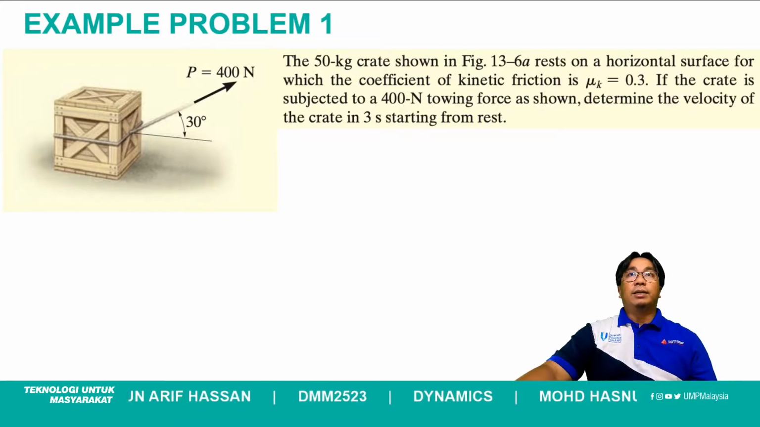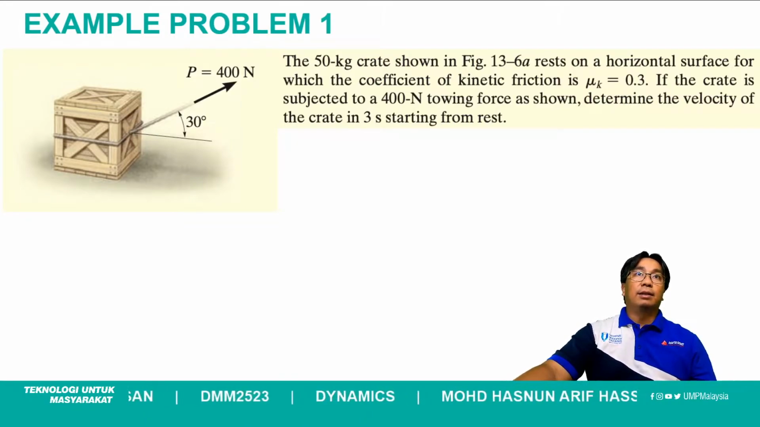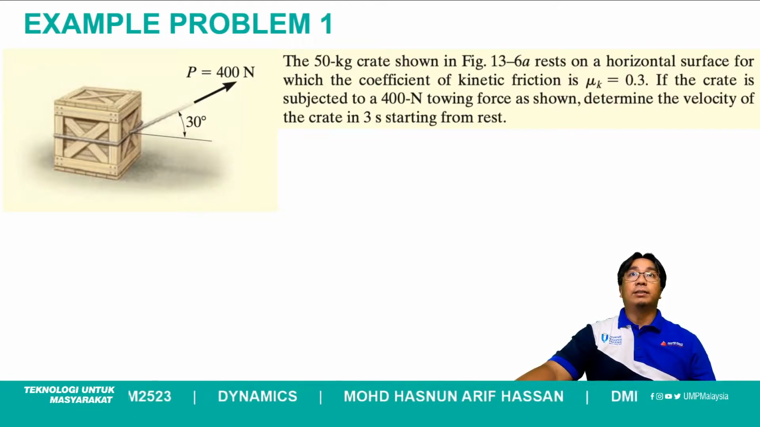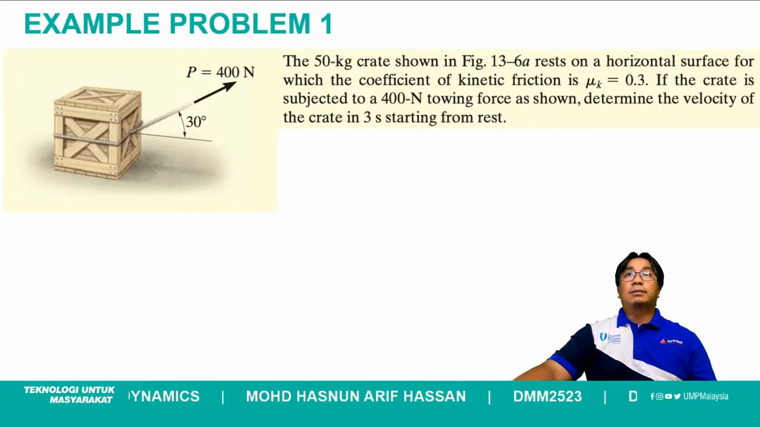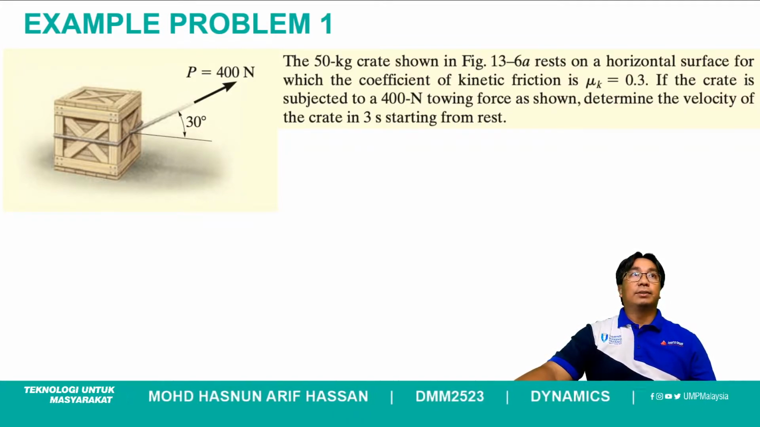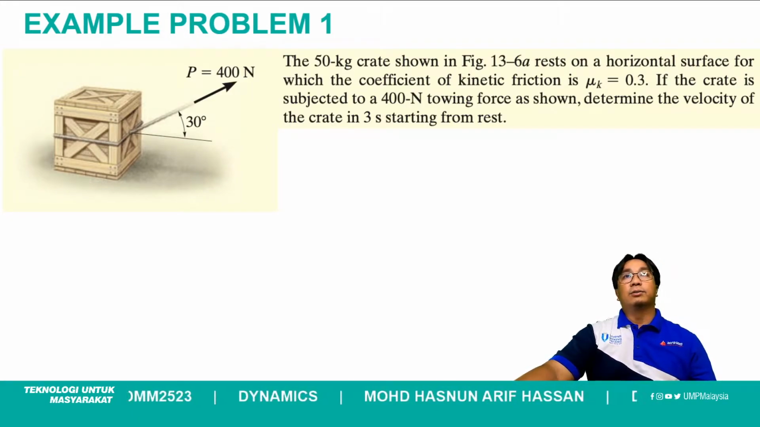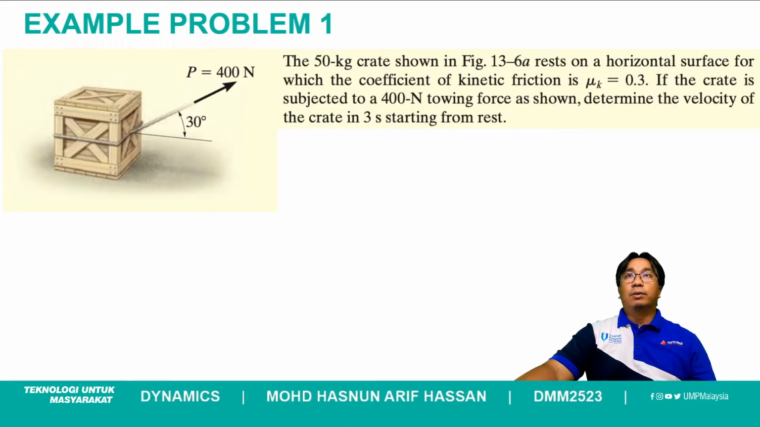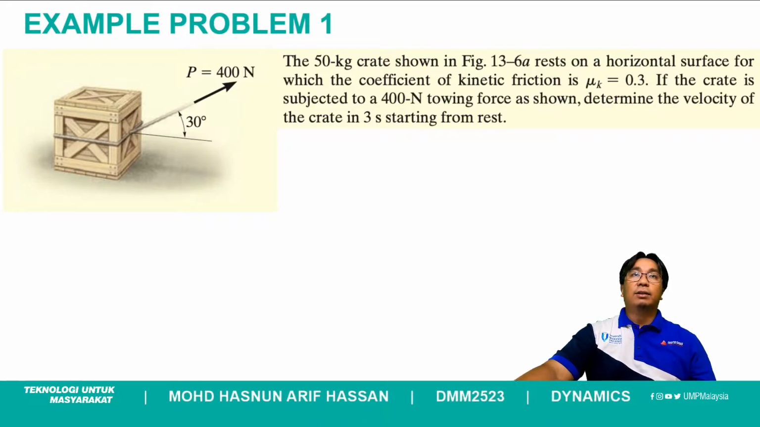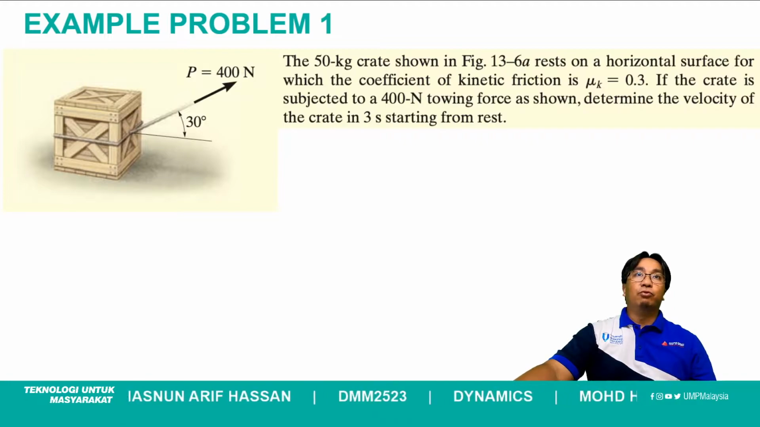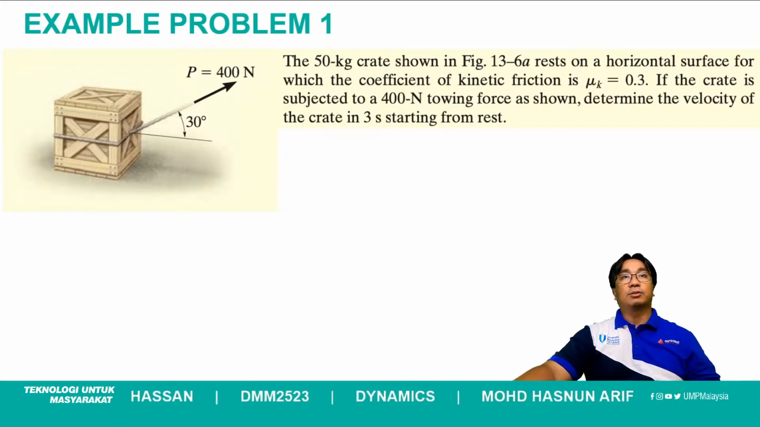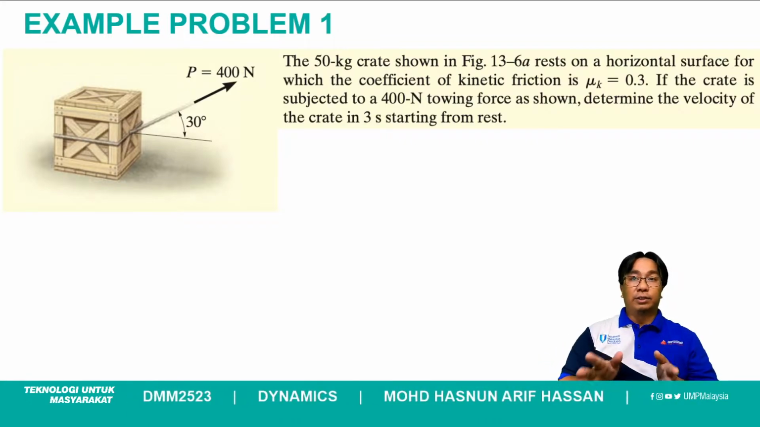The 50 kg crate. Crate ni is the box ni lah. 50 kg box rests on a horizontal surface for which the coefficient of kinetic friction is mu k equals 0.3. Okay, so you tengok the friction coefficient is given, which means that the box is moving on a rough surface. Maksud dia the surface has friction.